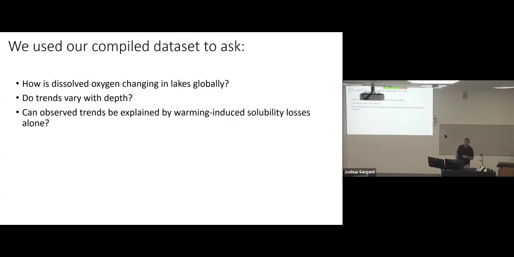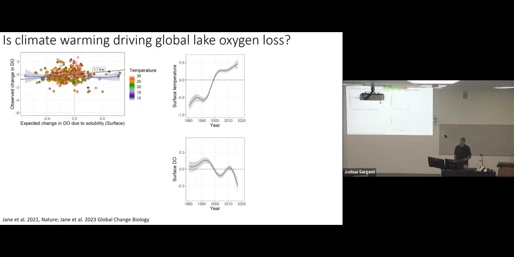And we use that data set to ask, how is dissolved oxygen changing globally? Do trends vary with depth? And what explains warming-induced solubility losses? Can observed trends be explained by warming-induced solubility losses alone? So we know the systems are warming. So let's get into the data.